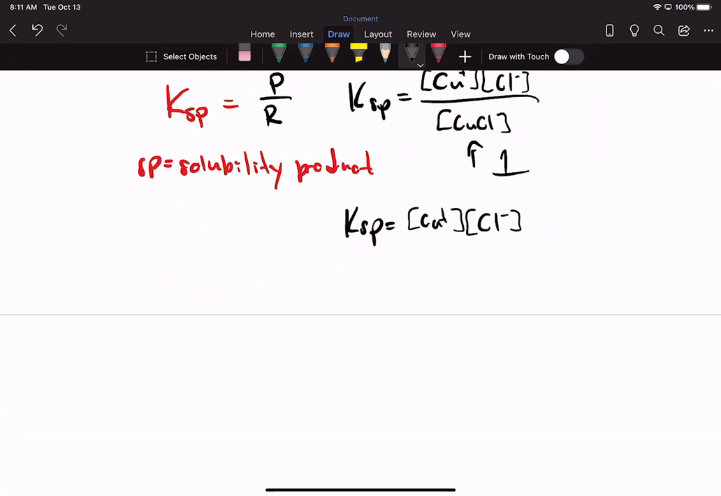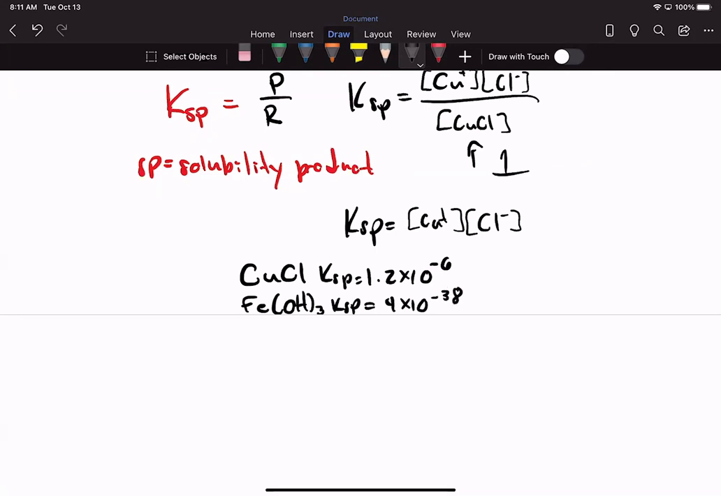So these Ksp values, these solubility product values, let's just give an example of one. I'll give you a couple here. We'll say that copper chloride Ksp is equal to 1.2 times 10 to the minus 6. And then how about iron hydroxide, iron 3, Ksp is equal to 4 times 10 to the minus 38.